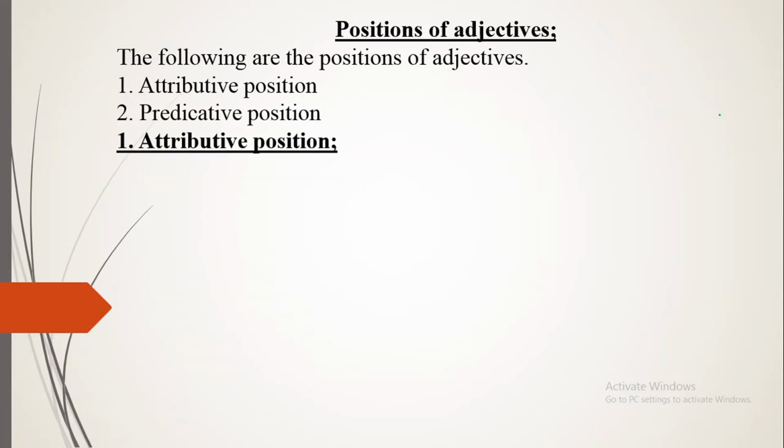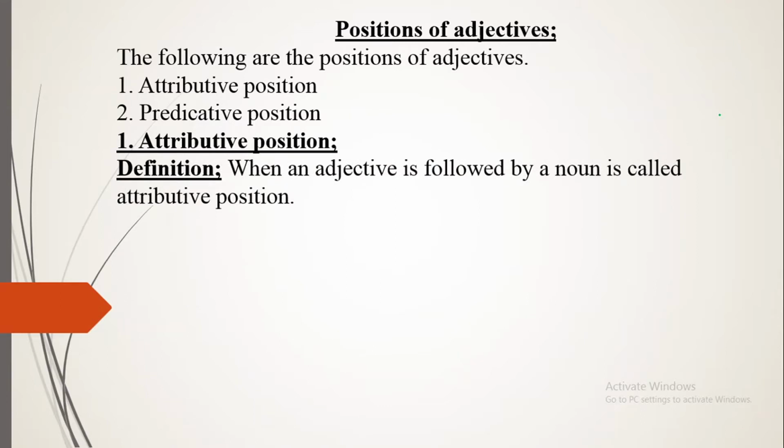Now, what are attributive positions? We will discuss the definition. When an adjective is followed by a noun, it is called attributive position. When any adjective comes with a noun, that will be called the attributive position of adjective. It is not necessary that you always put the noun after that. Clear? So when a noun comes, that position of adjective is called attributive position.